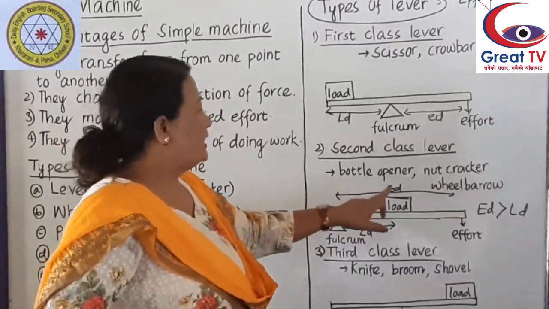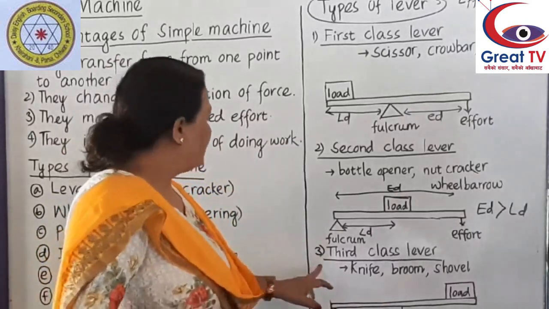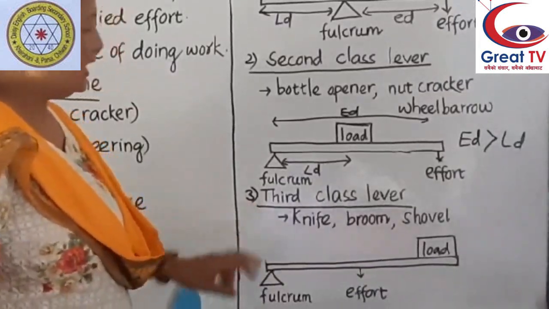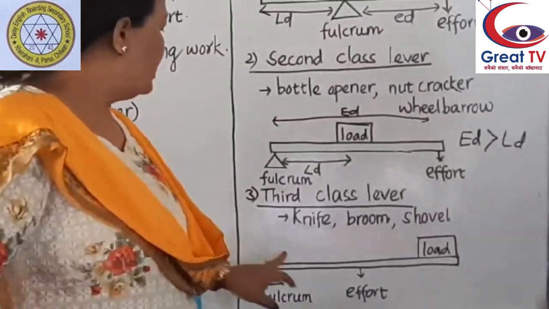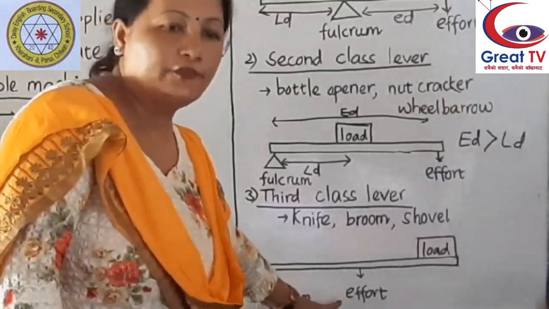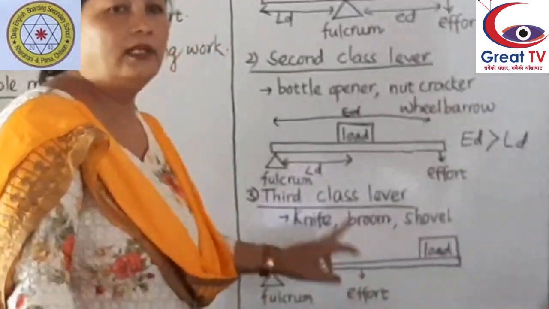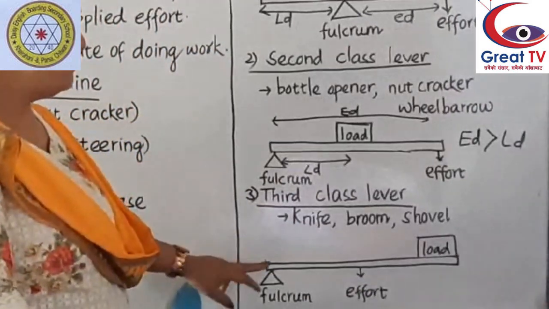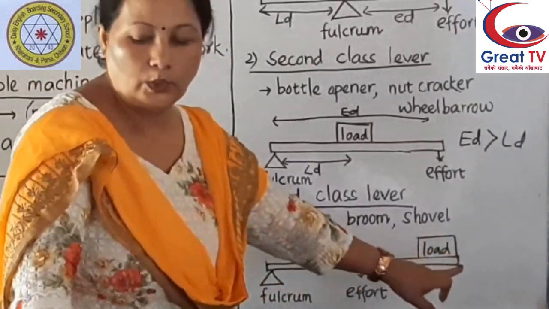Another example of second class lever is nutcracker, wheelbarrow. Now, third class lever. Third class lever is that lever in which what is in the middle? Effort. In third class lever, effort is in the middle. Third class lever is that lever in which effort lies in between fulcrum and load.